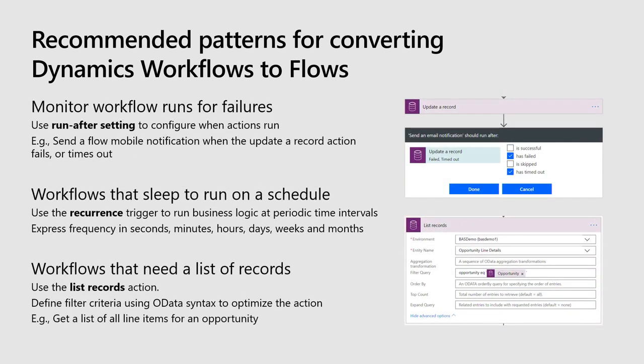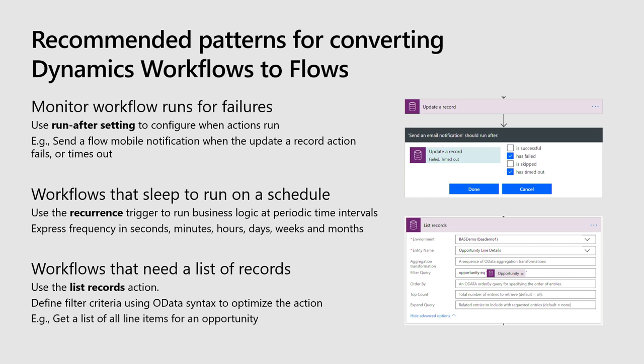Monitoring workflow runs was a little bit of a pain point in classic Dynamics workflows. With flows, you get some out-of-the-box capabilities to see how many runs of your flows you've had, how many successes, how many failures through out-of-box Power BI dashboards. However, if you want a little more detailed insight into what specifically failed, why did that particular action fail, you can easily configure run after settings to decide what actions you take if a particular action fails.